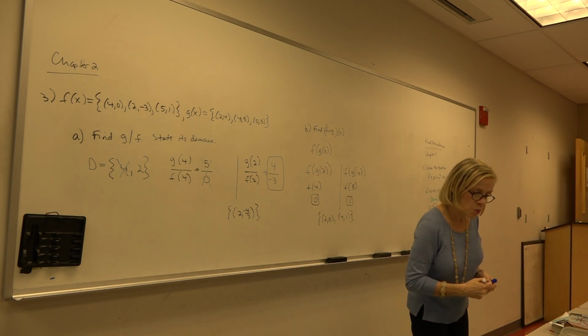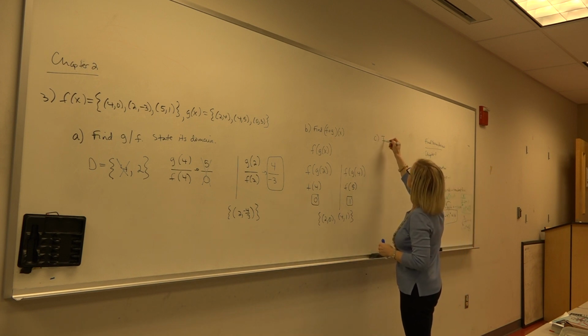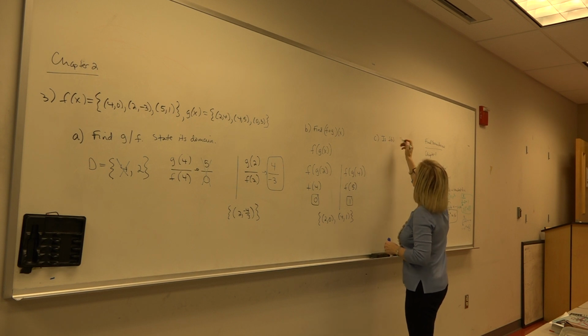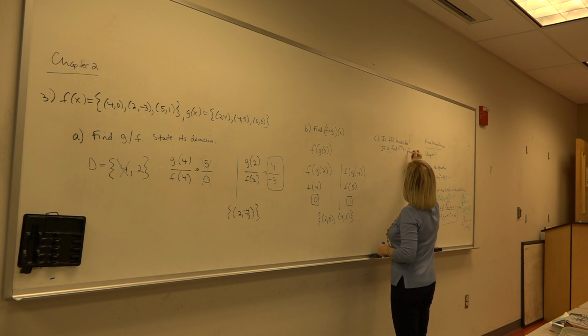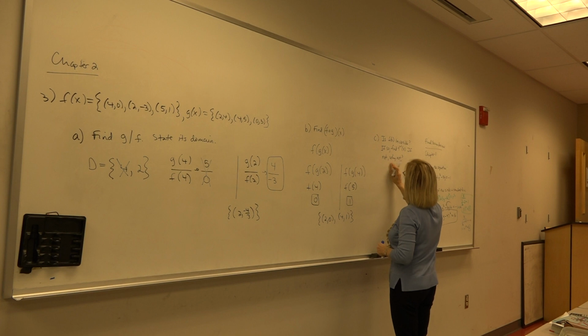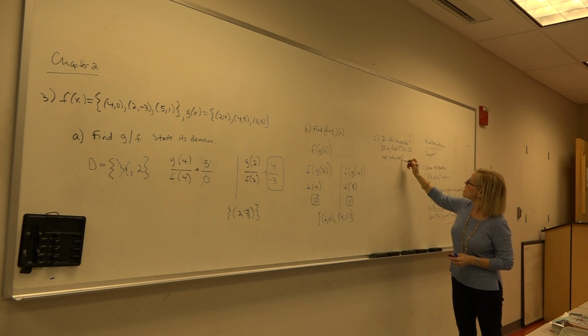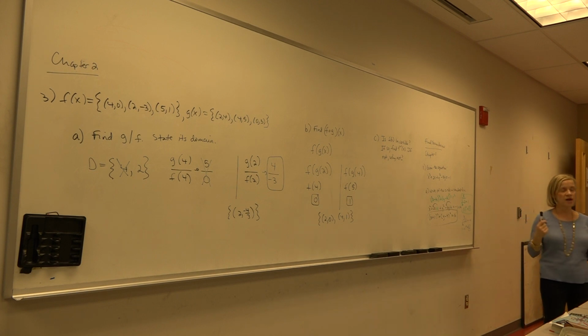Okay, so one more question. Question C. Is F of X invertible? If so, find F inverse of X. If not, why not? So is F of X an invertible function? Invertible means it has an inverse. What has to be true for a function to have an inverse? It has to be a what kind of function?